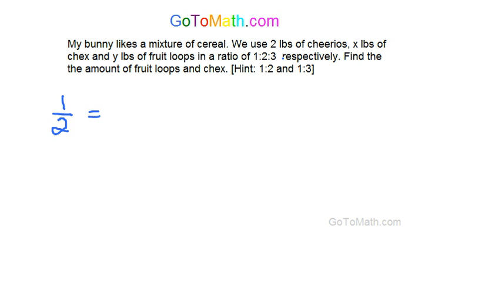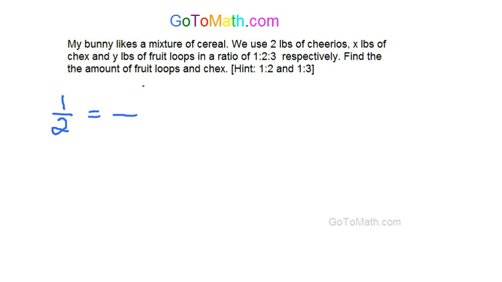What are we doing first? I almost forgot. X pounds of Chex. Okay, so X pounds of Chex. Anyway, so we have 2 pounds. Now don't get this 2 mixed up with this 2. Okay, these are completely 2 different things going on here. Alright, but it's a 1 to 2 ratio.